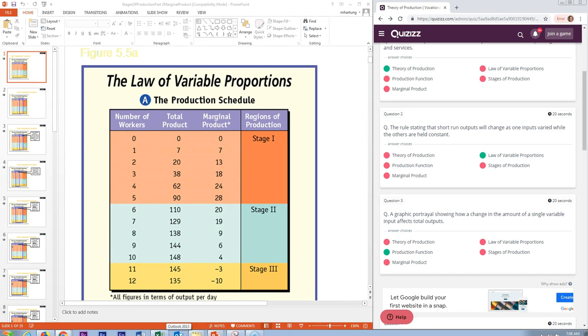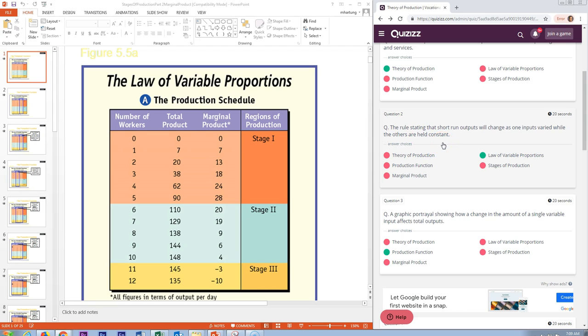Question 2. Rule stating that in the short run, outputs will change as one input is varied while the others are held constant. I can see that there's some changes I need to make to that question there. We got some grammatical errors in there.